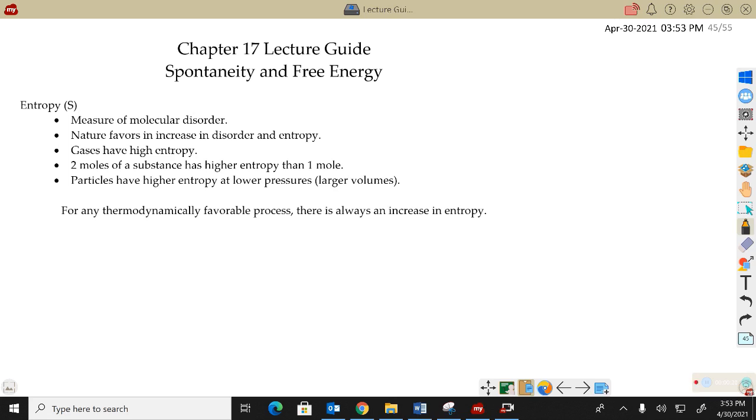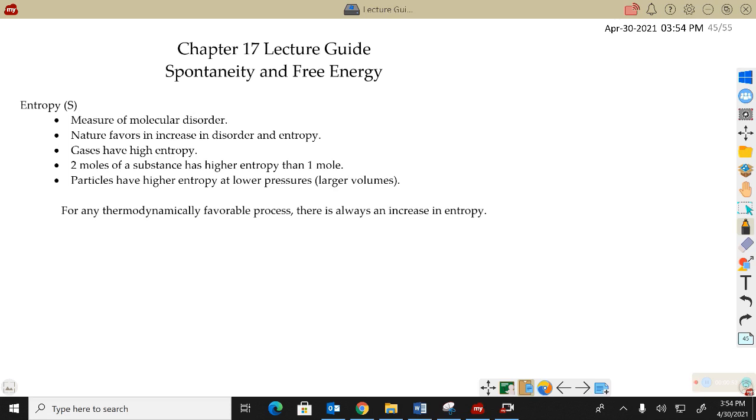One of those factors is something called entropy. Now, previously we had enthalpy. Enthalpy is just a fancy word for heat energy. So when they say calculate the enthalpy change, it just refers to the change in heat energy. Entropy is a little different.